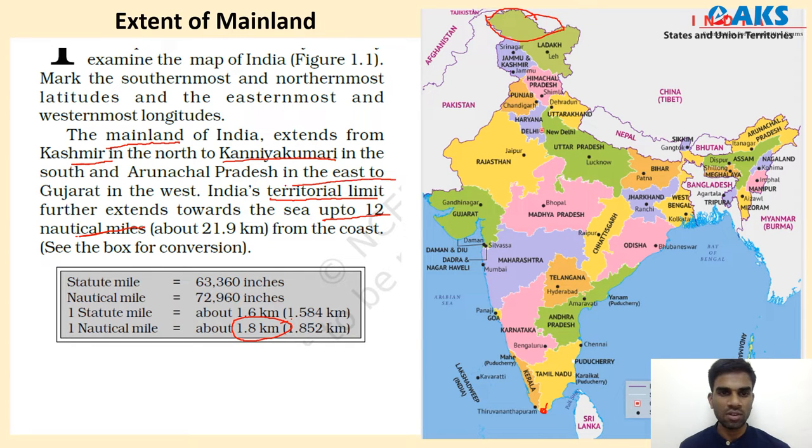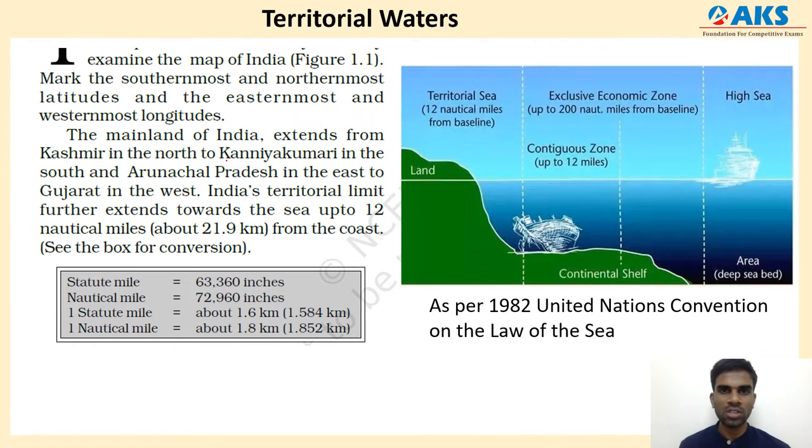What does this term territorial limit mean? There's a concept called territorial waters, under which there are 2 terms, territorial sea and exclusive economic zone. There's a line called the baseline which is drawn from the coastline or the beginning of the sea of any country. 12 nautical miles from this baseline is considered as the territorial sea.